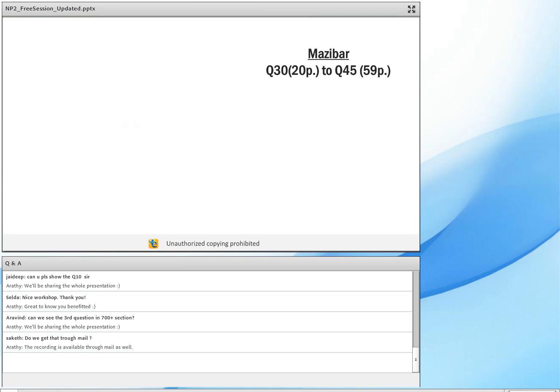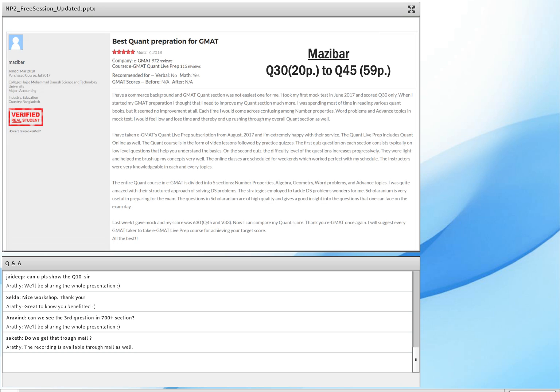There's another guy who went from a Q30, which is the 20th percentile, to a Q45. Again, for him, the key was not to solve difficult questions. He started from the very basics. Why? Because if you don't have the basics and you start to solve difficult questions, it's like trying to run before you can learn how to walk. And so once he realized that he had to start from the very basics, he was able to go from a Q30 to a Q45. Again, it's about understanding what stage of learning you are in, doing the right kind of questions accordingly, and going from there.